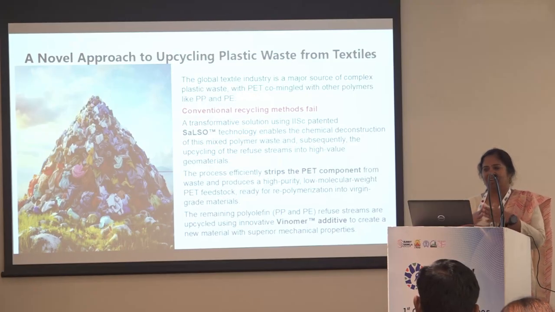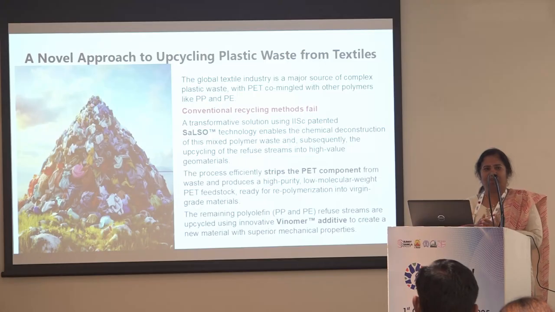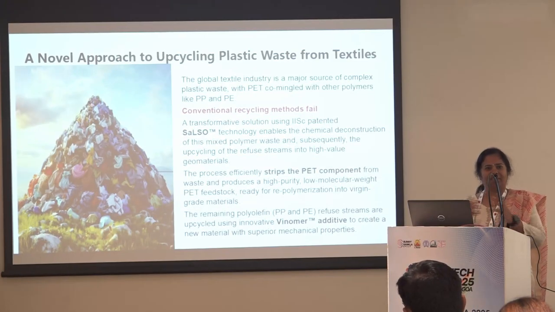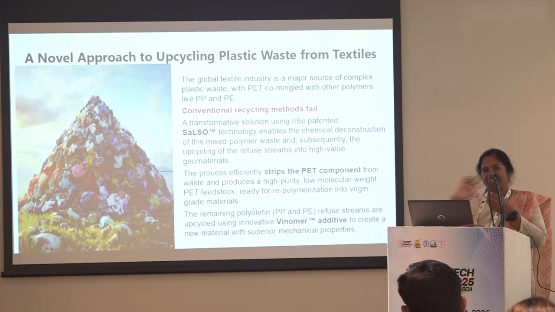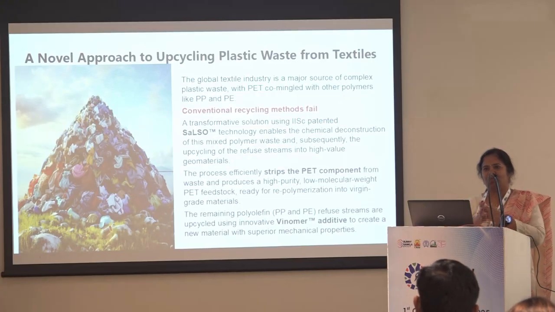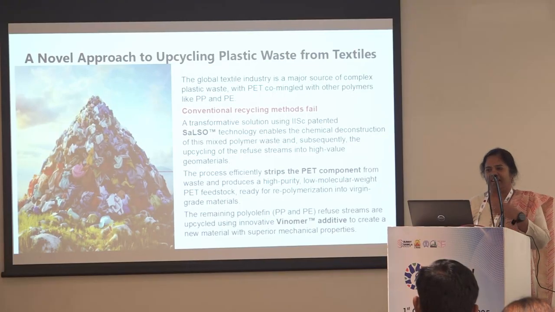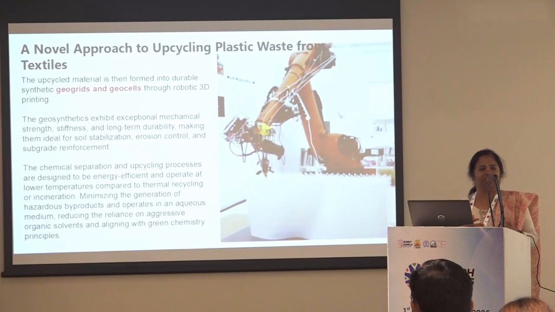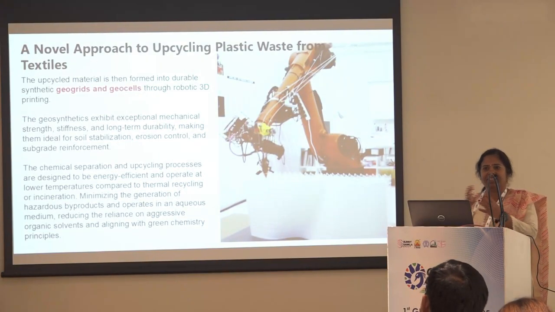But instead, to make virgin, value-added products, geomaterials in this domain, we thought of making geosynthetics from this textile waste. The materials group of IISc has a patented technology called SALSO. What they do is use chemical deconstruction of this entire waste, from which the PET will be stripped off chemically. And then that PET is very strong, and you use that for making high performance polymers, furniture, geosynthetics, or whatever material you can make with PET. But that's not all. The next part is I want to make geosynthetics, geocells, geogrids, textiles. So the residue, after peeling off PET, you have PP and PE material, which is usually wasted.